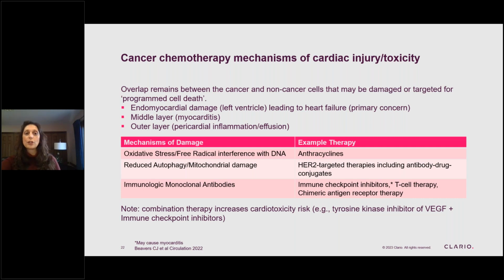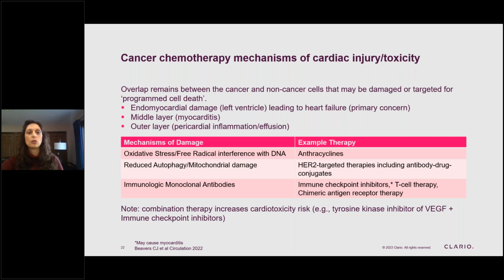The primary concern is endomyocardial damage of the left ventricle that can lead to heart failure, but the middle layer of the heart can also be impacted with myocarditis, and the outer layer with pericardial inflammation and effusion. And it's important to note as well that combination therapy will increase that cardiotoxicity risk to the patient.